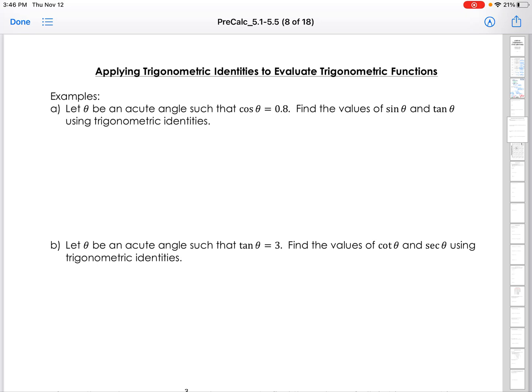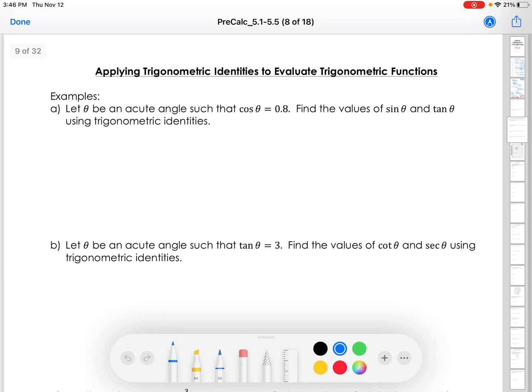So first of all, let's just talk about the old way we could have done this. And don't forget, acute means that it is less than 90 degrees. So that means we're automatically in quadrant 1. So when we're worried about, say, all students take calculus, everything is positive. We don't really have to concern ourselves with that.